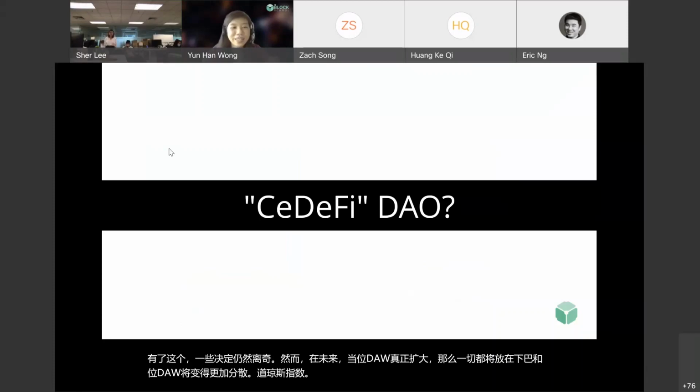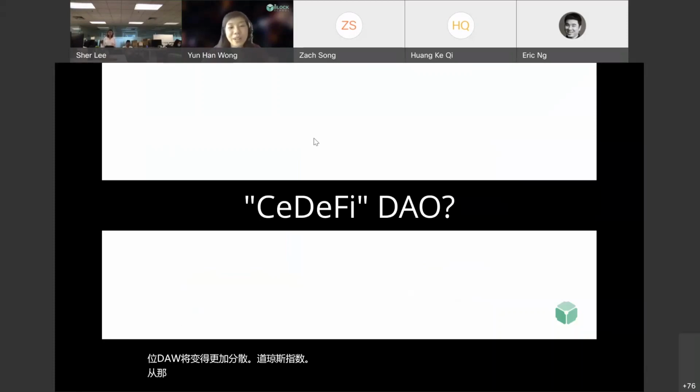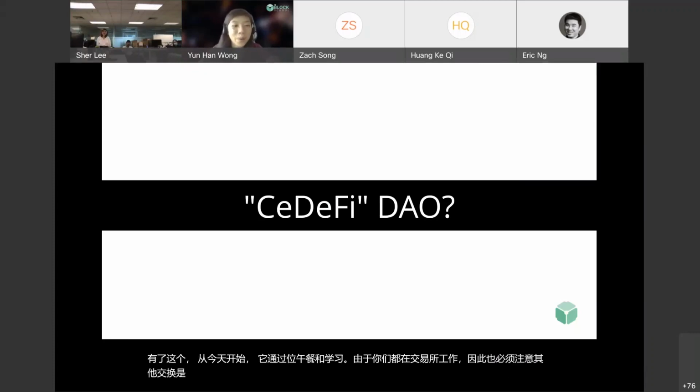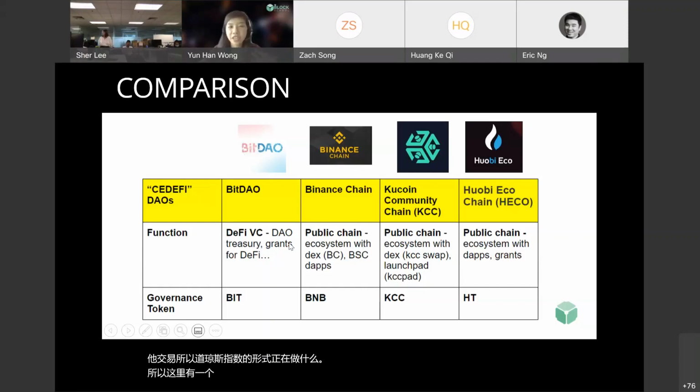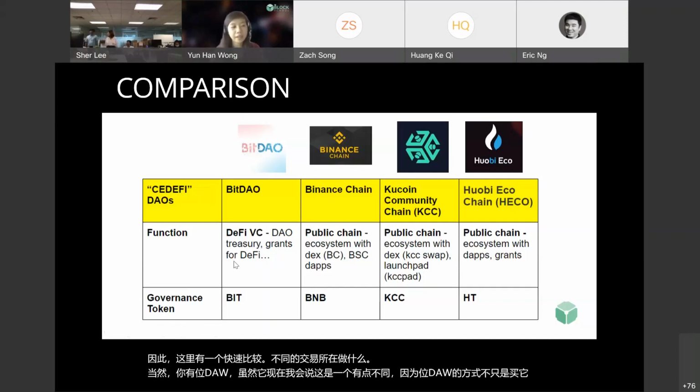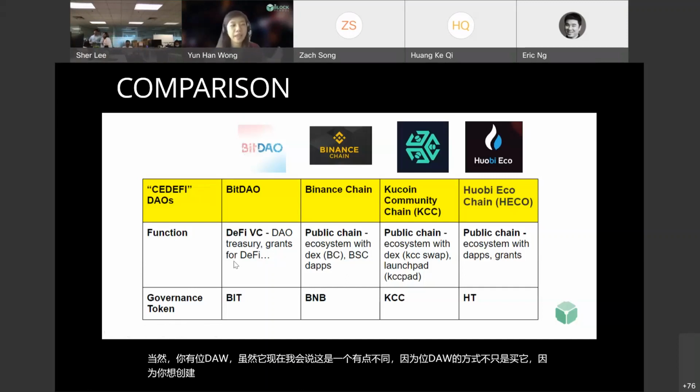And with this, since today it's the Bybit Lunch and Learn, and since you all work in an exchange, it is important to also note what other exchanges are doing in the form of DAOs. So here is a quick comparison of what the different exchanges are doing. Bybit, of course, has BitDAO, although BitDAO, I would say, is a bit different because BitDAO is way more than just Bybit, because you want to create a DAO VC encompassing a lot of people. So Bybit is just a starter.